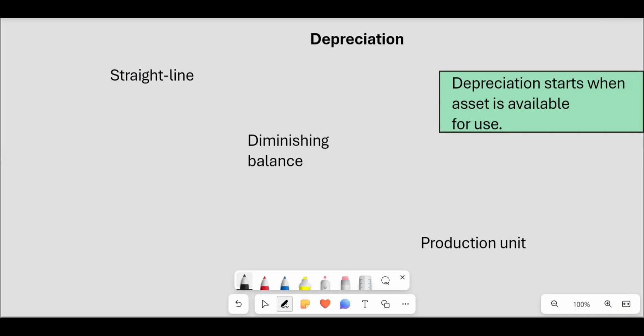But in 99% of the companies, you'll find that they use the straight line method. The diminishing balance method is not practical to use in the real world, but we're just going to have to deal with it today for the purpose of knowledge level.